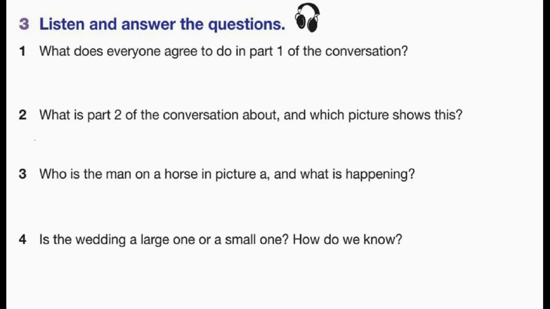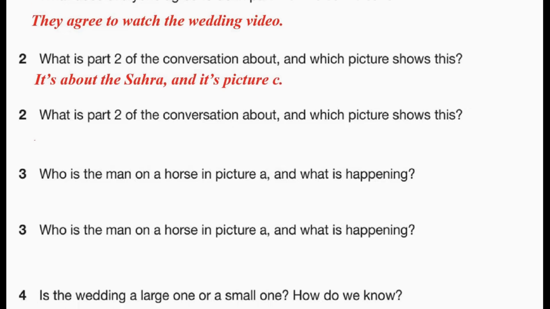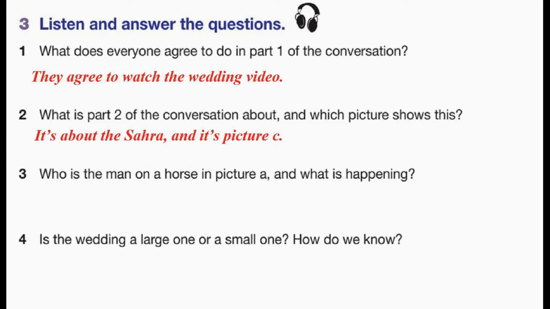Period 1. Activity 3. 1. What does everyone agree to do in part 1 of the conversation? They agree to watch the wedding video. 2. What is part 2 of the conversation about, and which picture shows this? It's about the Sahara, and it's picture C.